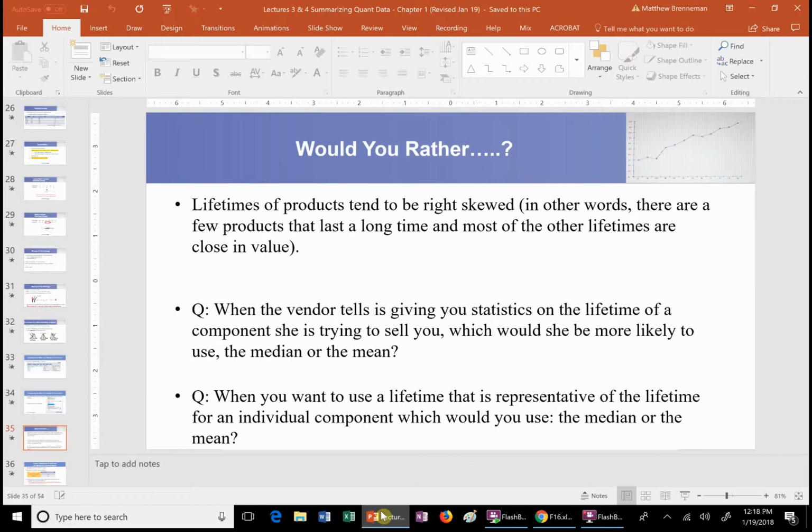But suppose you're testing a component, and you want to know, is that lifetime I got really unusual? What's the value that you're going to use? You're going to use the median, right? Because that's the value that most of the other data values should be centered around. If it's really far from the median, then you know something's wrong. So you have to be aware of these things. They happen a lot. If we had more time, we'd go into some really interesting case studies.